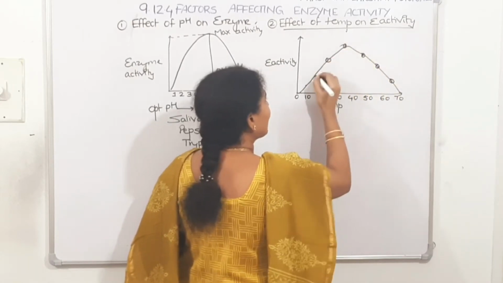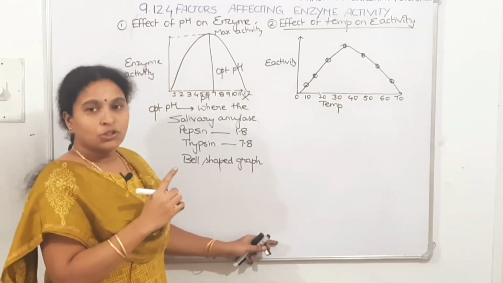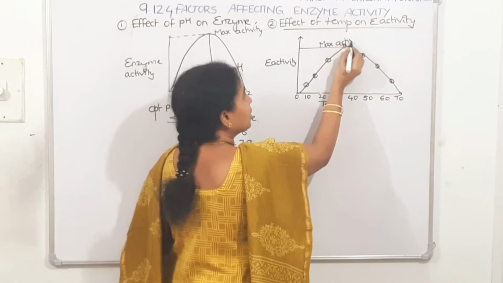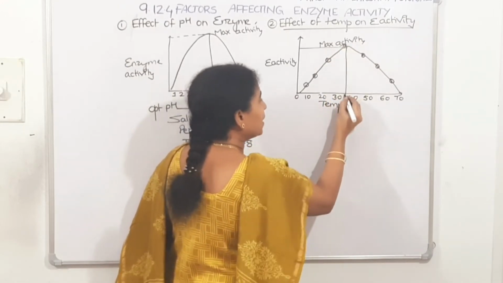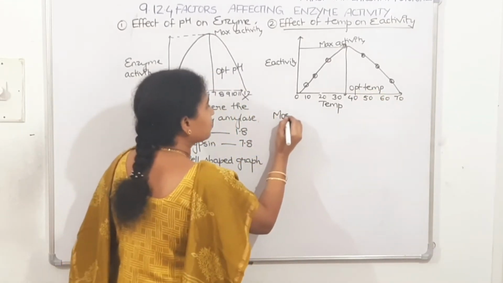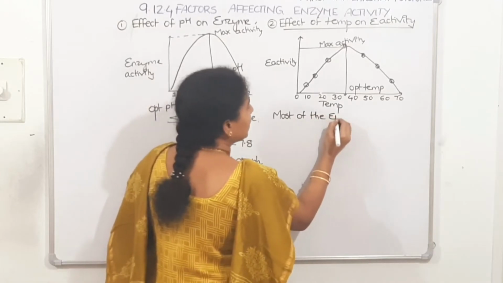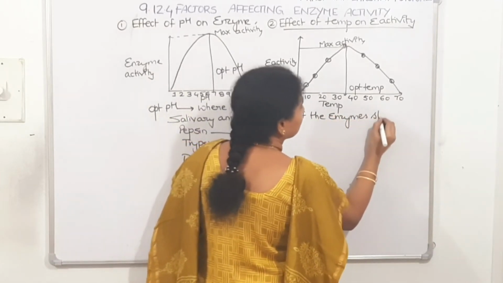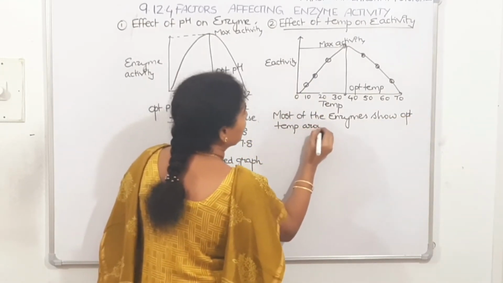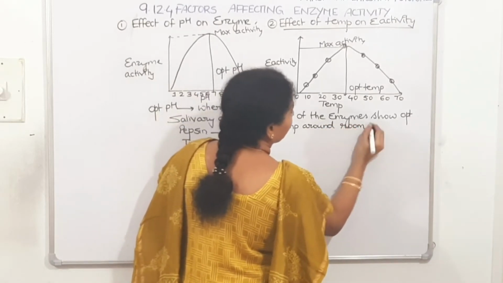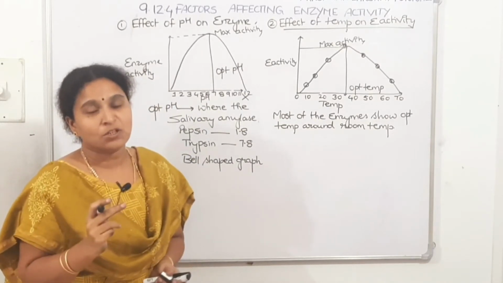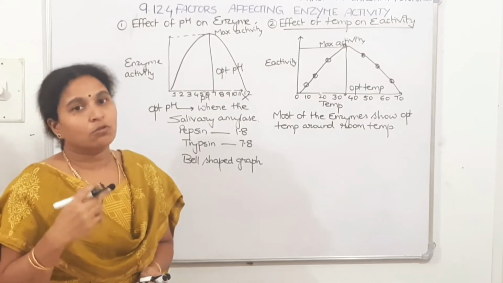That means the effect of pH and the effect of temperature on enzymatic activity both show a bell-shaped graph. This is the point where the enzyme has shown its maximal activity, and that particular temperature is called the optimal temperature. Most of the enzymes show an optimal temperature around room temperature. But there are certain organisms, certain bacteria which grow in hot springs, called thermoacidophiles. They have an ability to grow at higher temperatures.